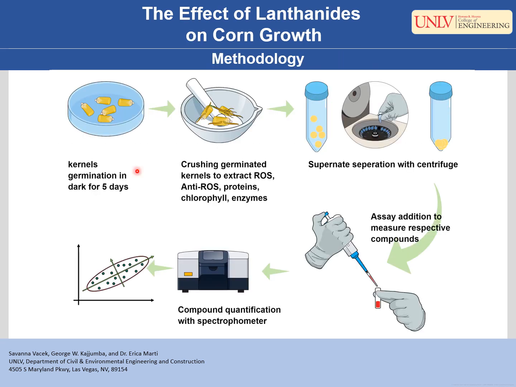Although we have different tests to measure different compounds, all of the tests are relatively structured the same. These tests begin by allowing our corn kernels to germinate in the dark for 5 days using different concentrations of lanthanide-treated wastewater. We then crush these germinated kernels to extract reactive oxygen species, anti-reactive oxygen species, proteins, chlorophyll, and enzymes. We then take this mixture and we centrifuge it to separate the supernatant. We then take the supernatant and add additional assays to measure the respective compounds. And lastly, we read the absorbance with the spectrophotometer.